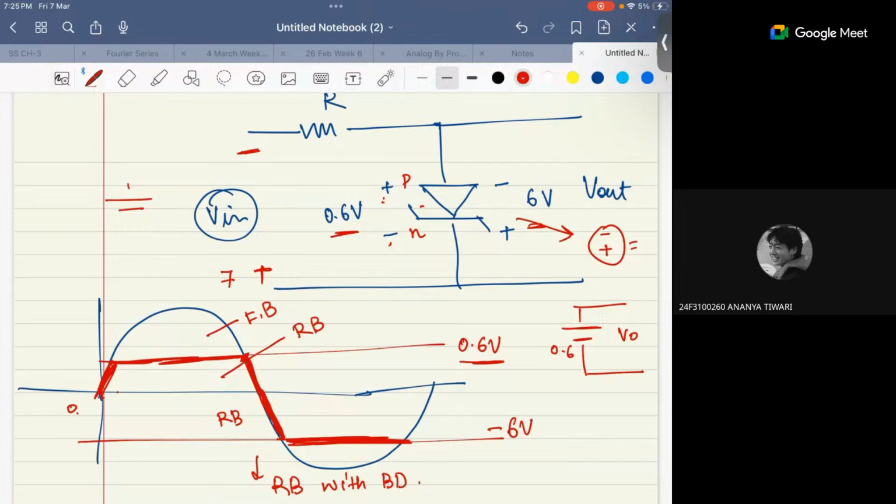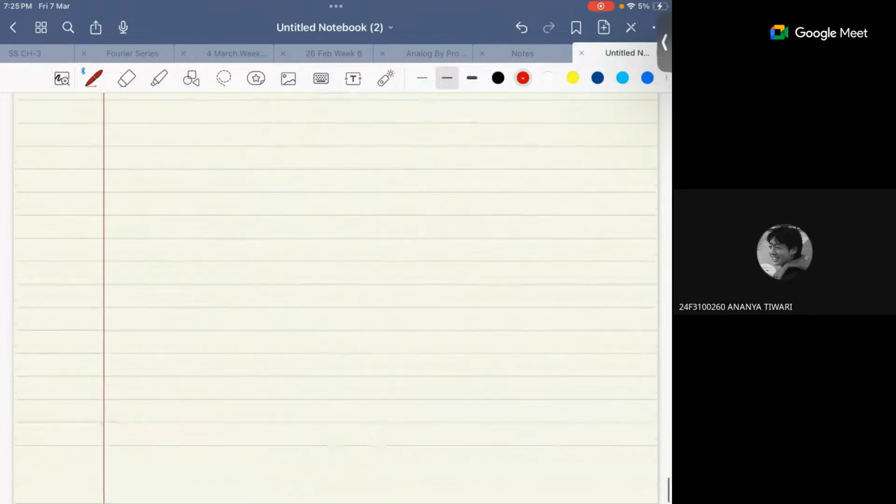So let's move to the next problem. Now we'll see how it works as a voltage regulator. How does it regulate the voltage? Maybe I'll try one more question. That'll be simple.